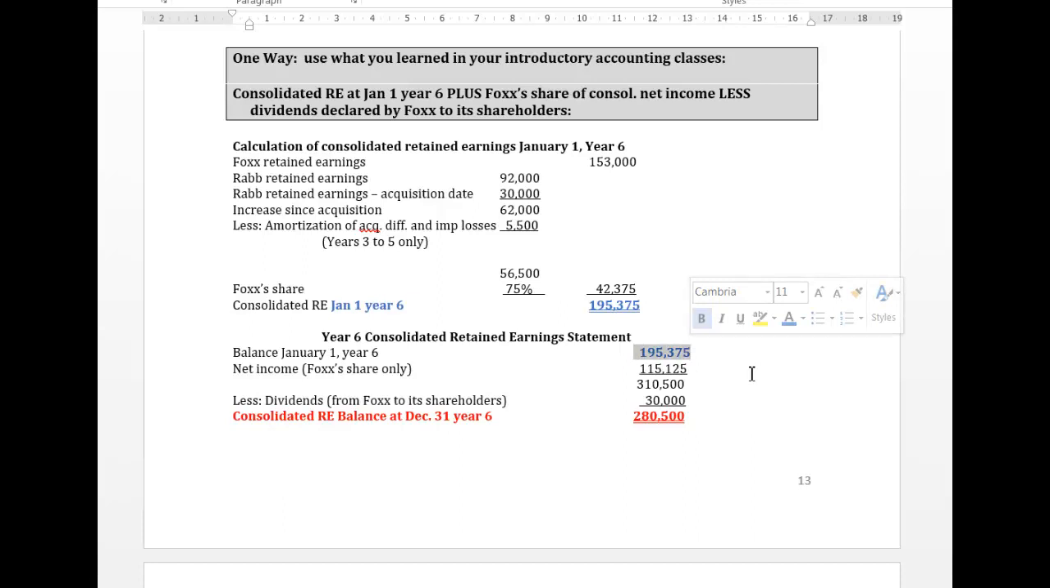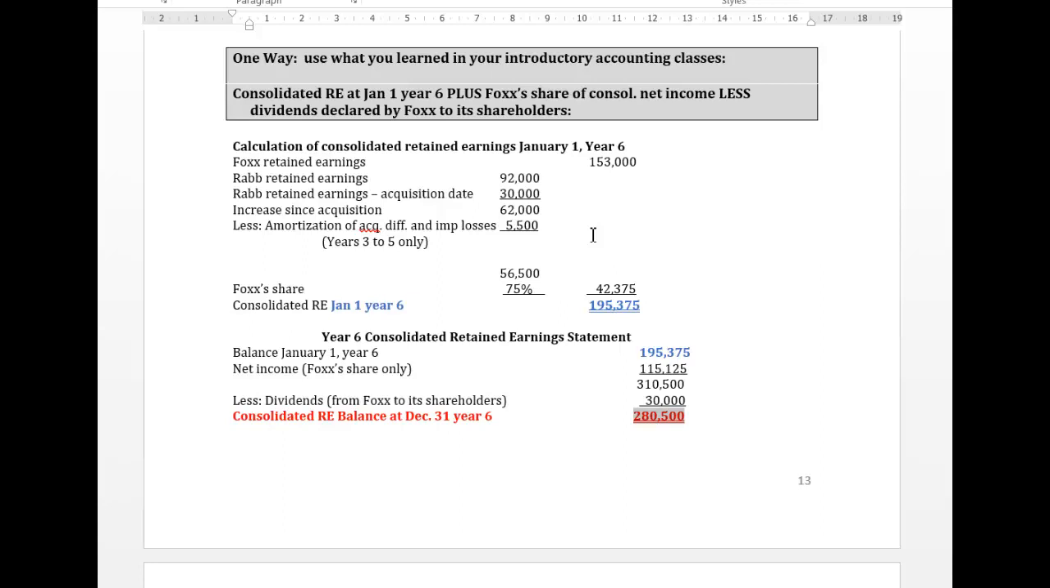Add to that amount only Foxx, the parent's share of consolidated net income, and deduct the dividends that Foxx declared to its own shareholders to get to $8,500. So that kind of uses your intro financial accounting concept, right?